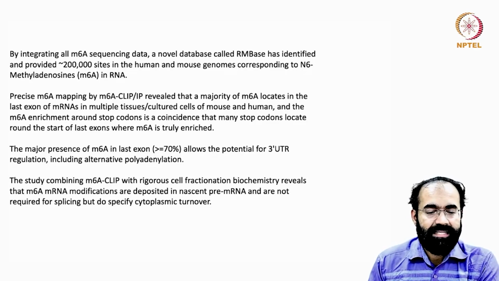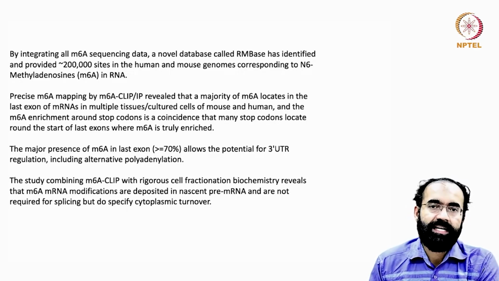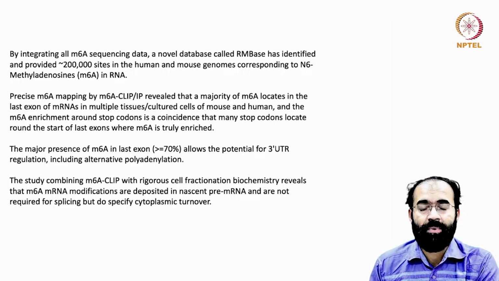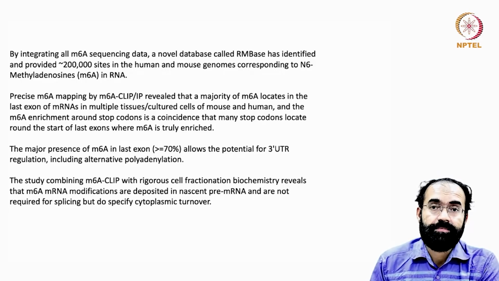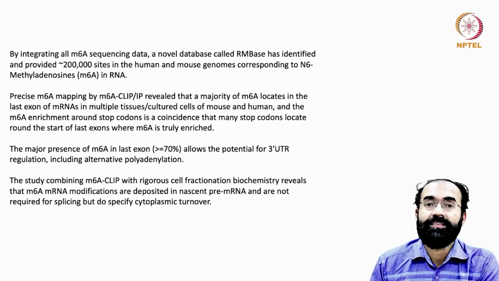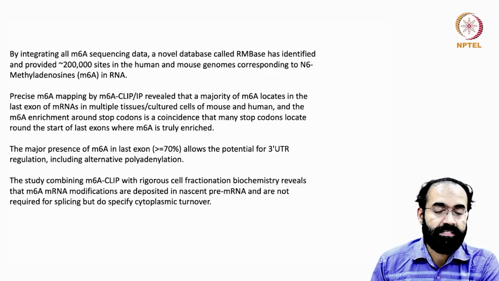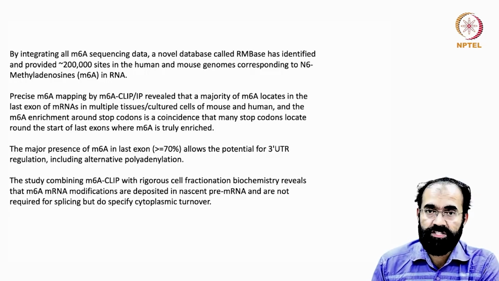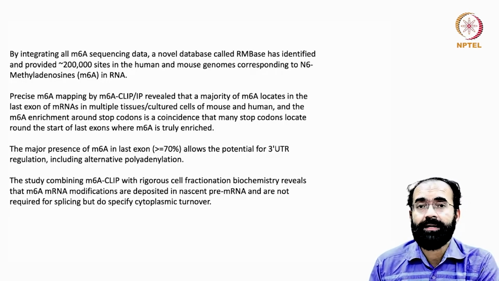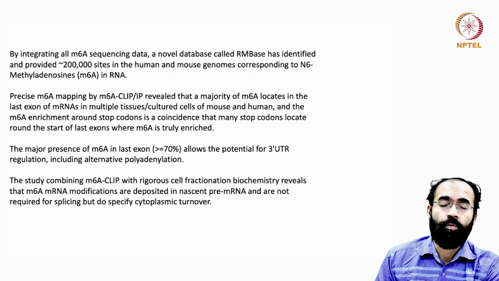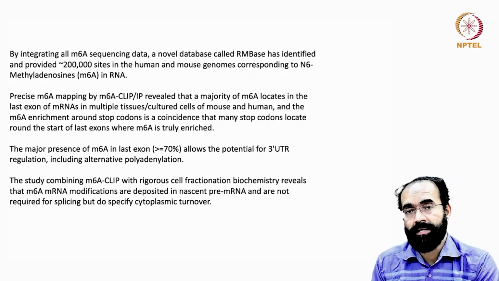So by integrating all the M6A sequencing data, the detection of M6A prevalence in the mRNA population is very much possible, because we have a lot of sequencing methods available to detect them. A novel database called RMBase has identified and provided around 200,000 sites in the human and mouse genomes based on this prediction. Like we already saw the consensus sequence, how many mRNAs have this, and how many possible binding sites are in those mRNAs.